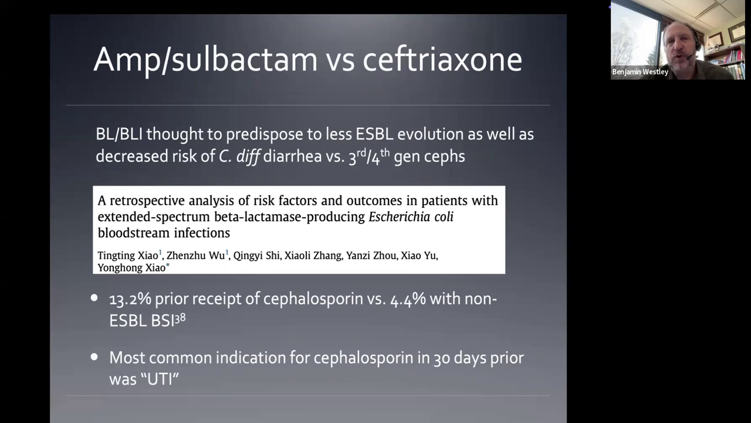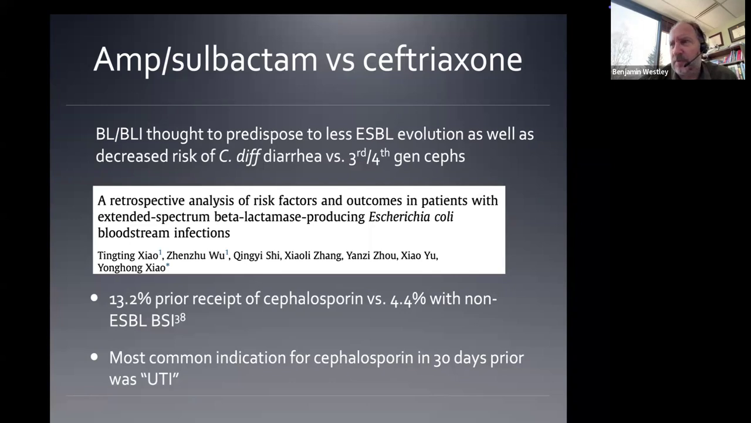Now, we have moved to ampicillin-sulbactam rather than ceftriaxone for community-acquired pneumonia at the hospitals where I run the programs. And that is because there's quite a lot of literature that suggests that beta-lactam, beta-lactamase inhibitors like ampicillin-sulbactam or piptazo predispose much less to evolving extended-spectrum beta-lactamases. And there's also less risk of C. diff diarrhea with ampicillin-sulbactam or piptazo compared to third or fourth generation cephalosporins.